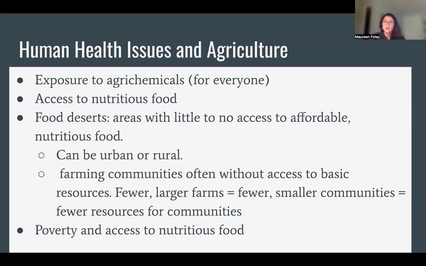Now, you might hear this word quite a bit if you continue to study anything to do with social justice and food or agriculture. But food deserts, areas where there's little to no access to affordable or nutritious food. Now, I had heard about these and I had studied them in school, but I had not really experienced them until, I'll tell you guys a little story here. Until a few years ago, I rode my bike across the country from the East Coast to the West Coast.